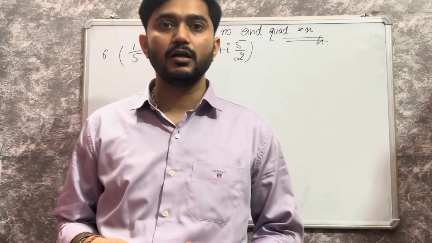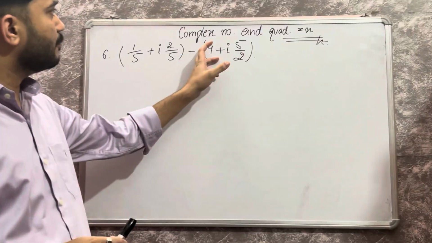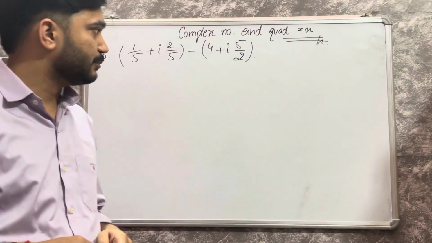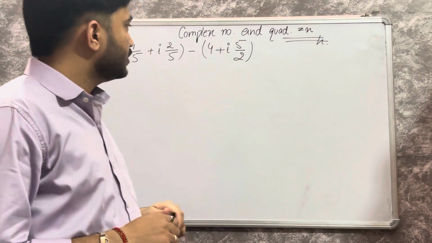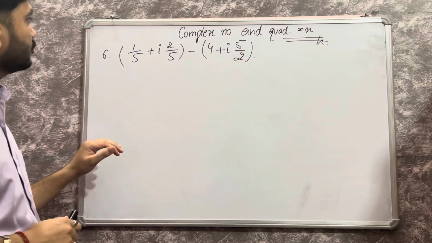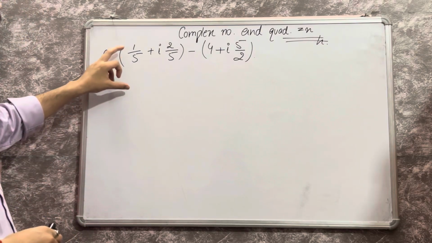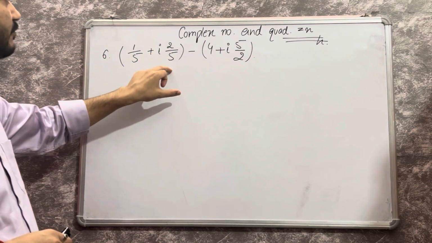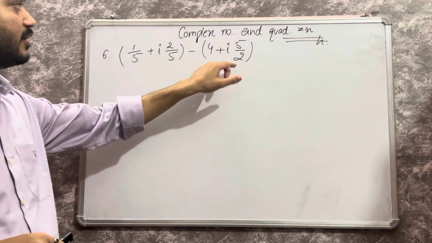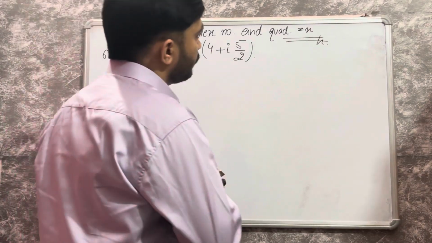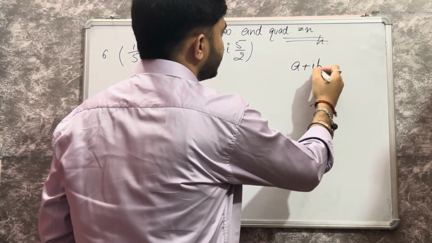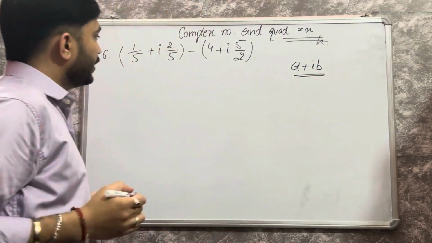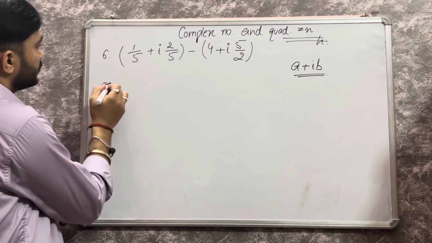Good morning everyone. Today is part two of the complex numbers and quadratic equations chapter, and today we are going to solve some more questions based on this chapter. The first question is (1/5 + 2i/5) − (4 + 5i/2), and we have to represent this in the form a + ib, as done in the previous video. So let us solve this.